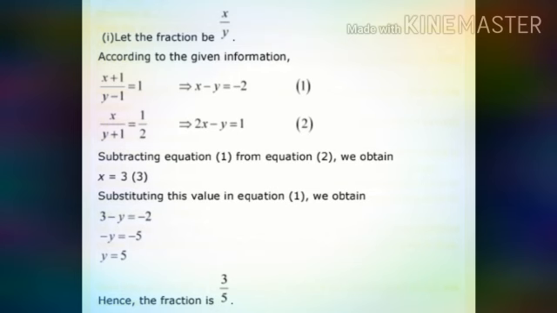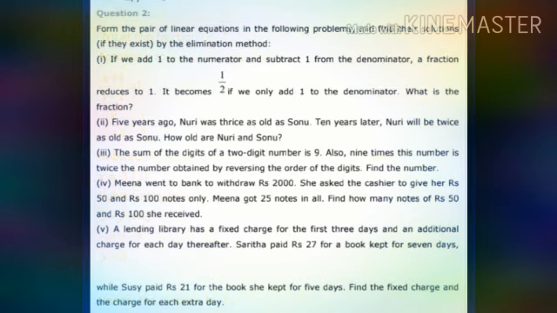Now your next question. The next question is: 5 years ago Noori was thrice as old as Sonu. 10 years later Noori will be twice as old as Sonu. So how old are Noori and Sonu? Means they are asking for the present age.